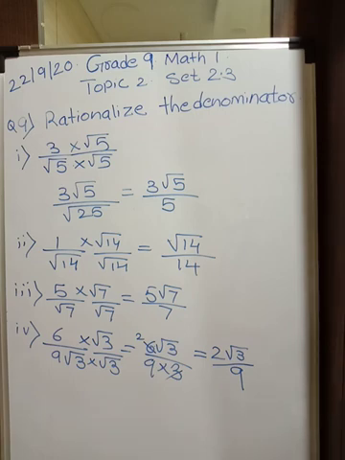Is it clear? 2 root 3 upon 9. Let's go for the fifth problem. 11 upon root 3. Fifth one. 11 upon root 3. How will you write this?